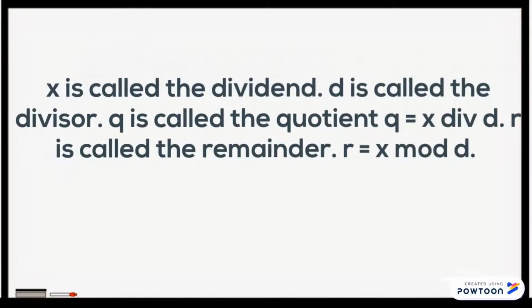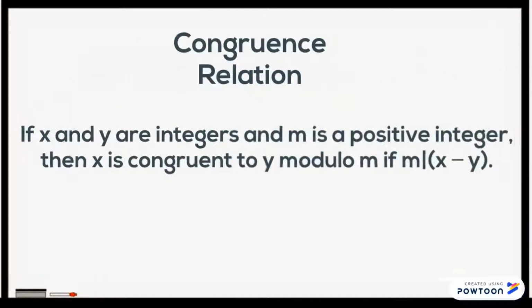x is called the dividend. d is called the divisor. q is called the quotient. q equals x div d. r is called the remainder. r equals x mod d.